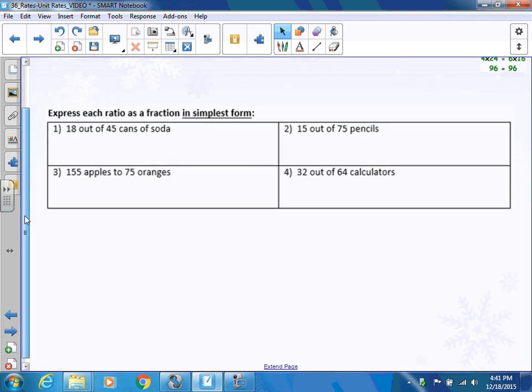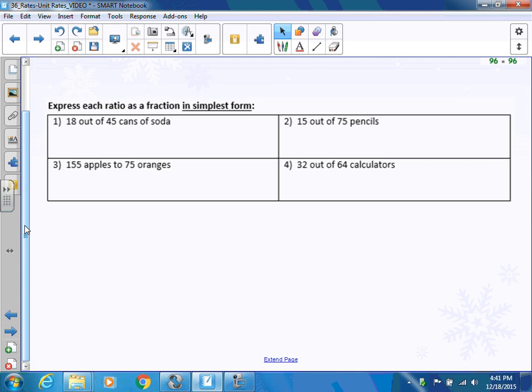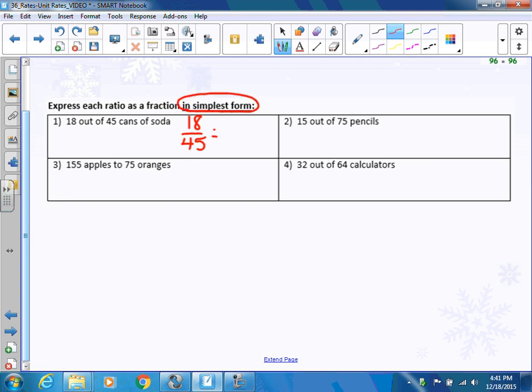Okay, so let's look at some examples and then we'll be done. These are just some ratios that I want you to write as fractions. So if we look at the first example, we have 18 out of 45 cans. We're going to write that as a fraction, 18 out of 45. And then we have to write it in simplest form, which means we have to simplify. Choose the number that you know will go into both of these. You can use 3. You can use 6. You can also use 9. And I'm going to use 9 because it's the largest. 18 divided by 9 is 2. 45 divided by 9 is 5. So my final ratio, if I have 18 out of 45 cans of soda, comes down to 2 out of 5.